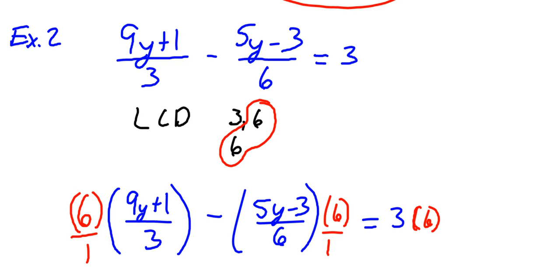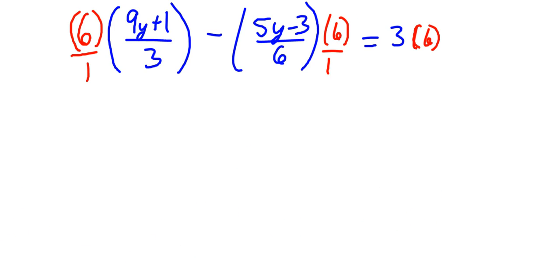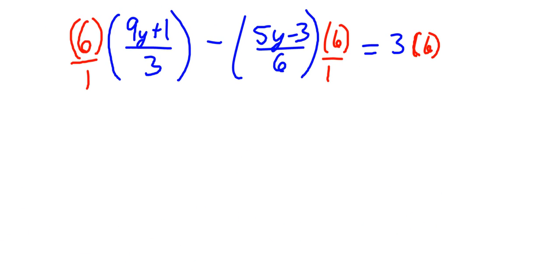And once you multiply through by the least common denominator, every fraction should be gone. It should just be whole numbers that you're working with. So for this one, 3 and 6, 3 will go into 6 2 times. This one, 6 will go into 6 1 time. And that one will just multiply it together.